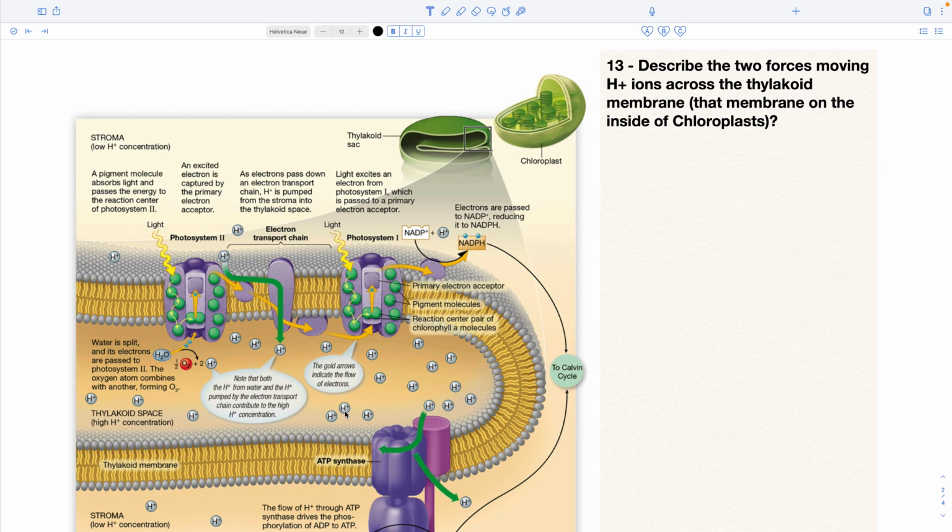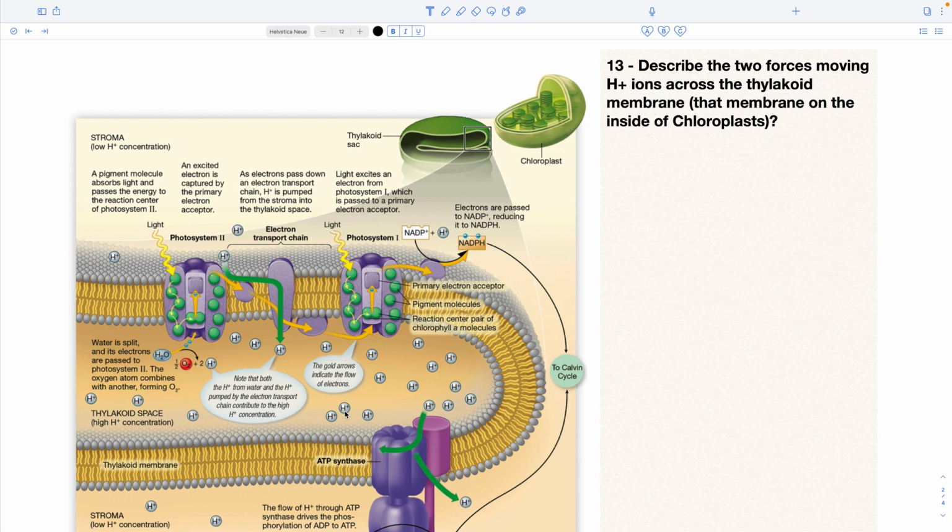Isn't this potential energy? So you are piling up energy in this space between the membranes. It's called the thylakoid space. That was half of question 13. The first force, active transport.